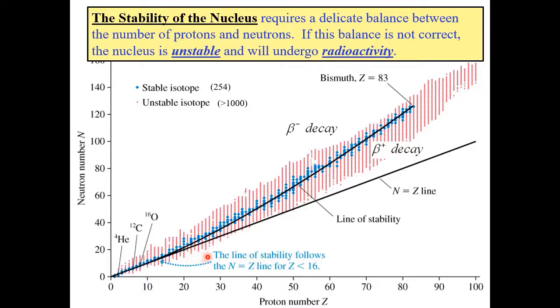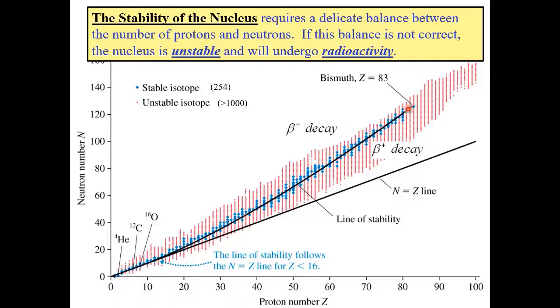What happens as we start going to larger numbers of protons, in other words, when we start going down the periodic table, notice the curve bends up. And this means that we need extra neutrons. Those neutrons are needed sort of like glue to help hold the nucleus together because all those protons are starting to pry themselves apart.